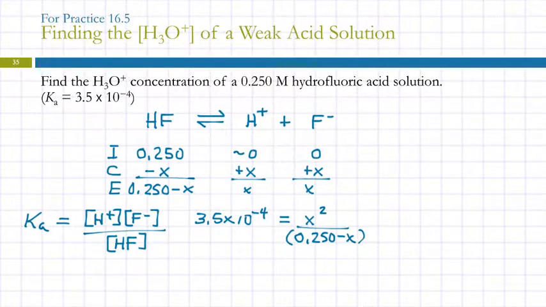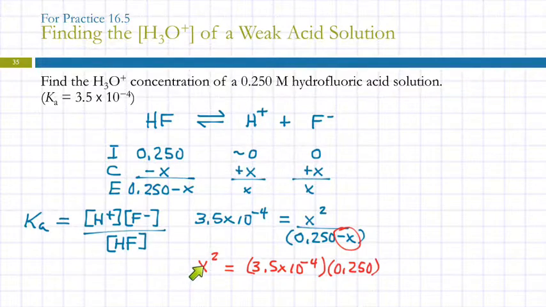A lot of these, though, we can use the X is small approximation. And so what we're saying is, because this is a weak acid, X is going to be small, and compared to the 0.25 that we're subtracting it from, it's not going to matter. So for X is small, we're just going to leave off this part right here, the subtracting X. That's going to give us X squared equals 3.5 times 10 to the minus 4 times 0.250.